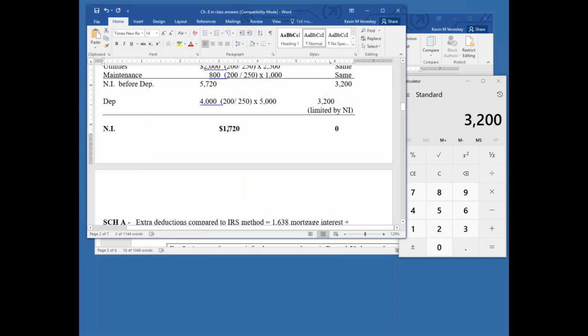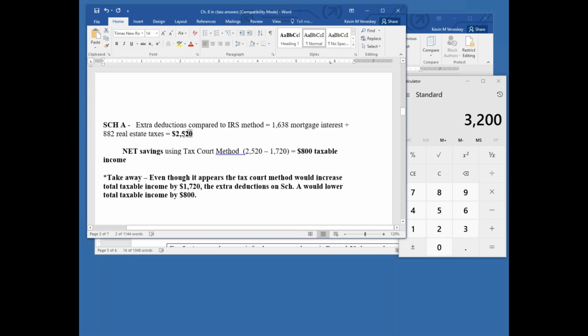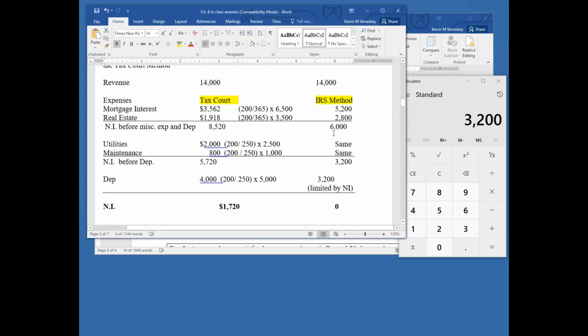So even though I had income here that I have to pay tax on, I'm saving on my taxable income 2,520 on Schedule A. So yes, my Schedule E went up by 1,700, but my Schedule A had more of a deduction of 2,500. So therefore, netting those two combined, I did end up saving taxable income. I have $800 less in taxable income than I would have if I had done the IRS method and then just used the smaller amounts on Schedule A.